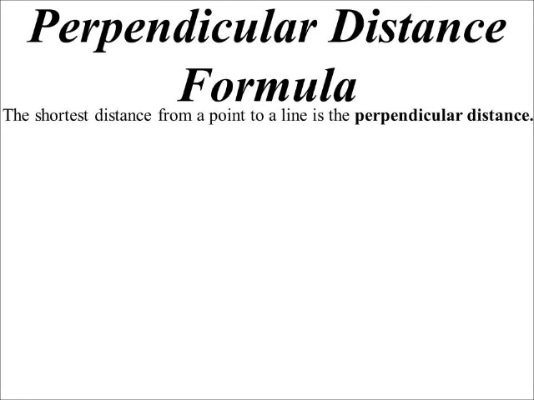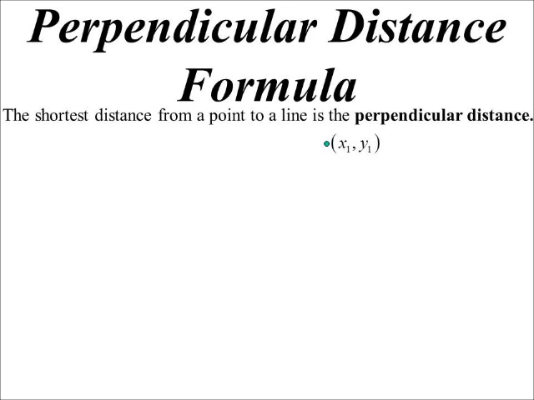Let's have a look at the perpendicular distance formula. The shortest distance from a point to a line is the perpendicular distance. Obviously, if I just say to you, how far away is this point to this line, or from here to the wall, there's lots of different distances that I could pick. So it's just understood that when we say the distance from a point to a line, we're talking about the shortest distance, which is the perpendicular distance.